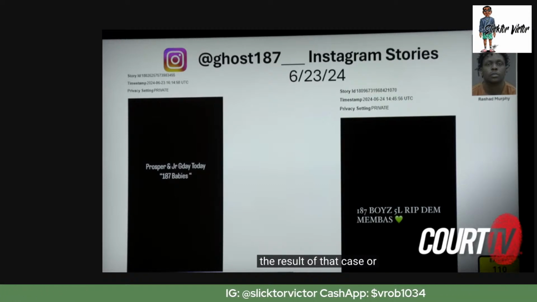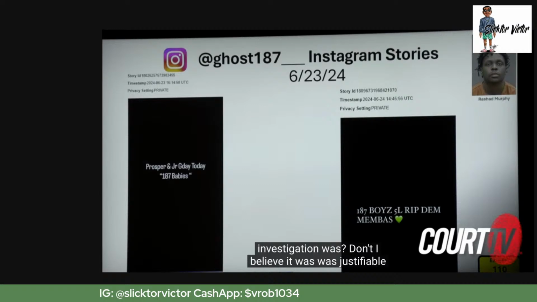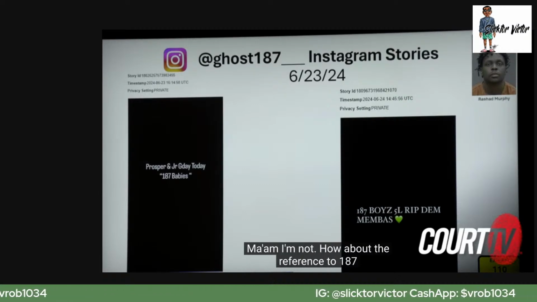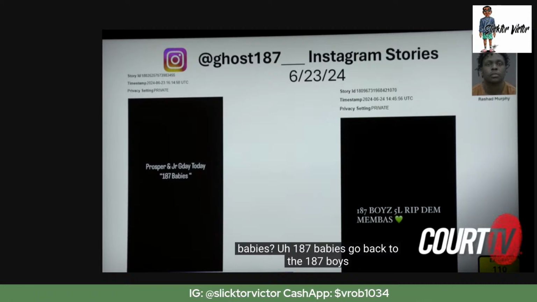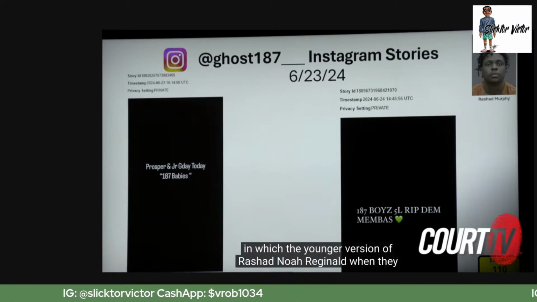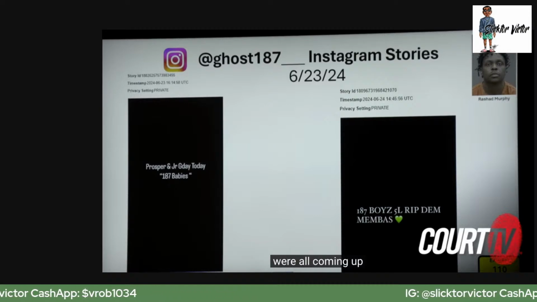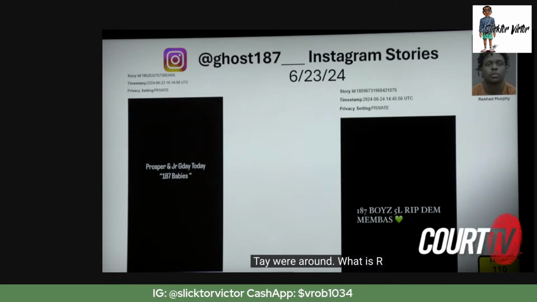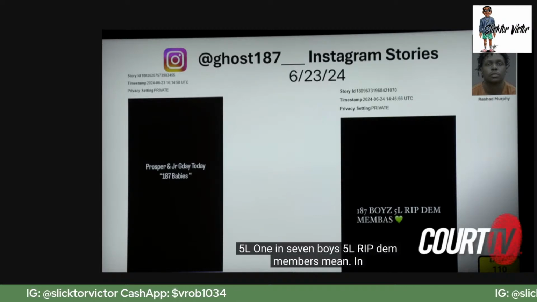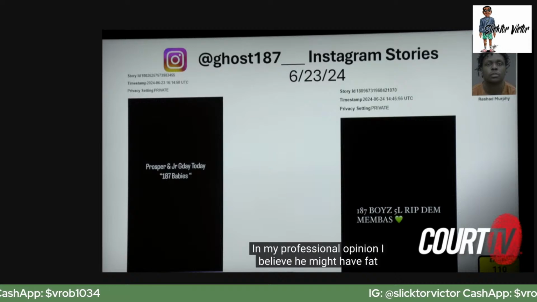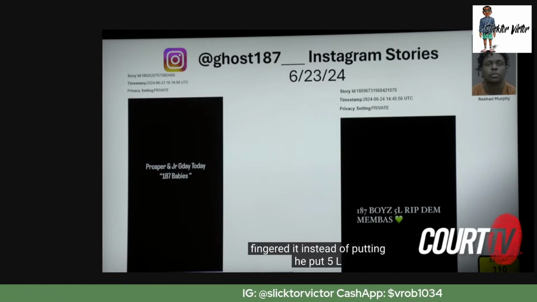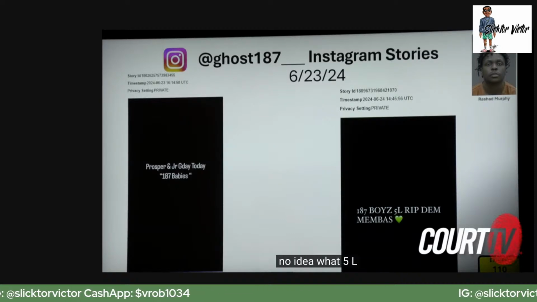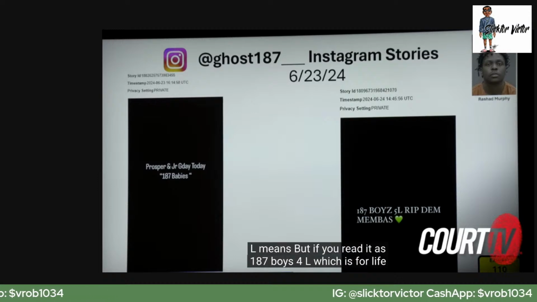How about the reference to 187 Babies? 187 Babies will go back to the 187 Boys, in which the younger version of Rashad, Noah, Reginald, when they were all coming up, that would have been around the same time Prosper and Tay were around. What does R5L 187 Boys 5L RIP Dem Members mean? In my professional opinion, I believe he might have fat fingered it, that he put 5L instead of putting 4L. If he did mean to put 5L, I have no idea what 5L means. But if you read it as 187 Boys 4L, which is for life, RIP to the members. And is members any reference to any particular group? Would be the 187 Boys.